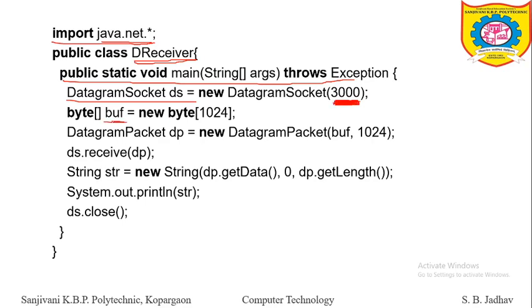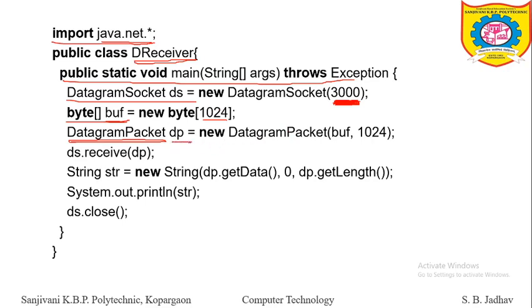Then we have created a buffer as we want to receive the data sent by the sender side, and its size is 1024. So this is a byte array. Then create an object of datagram packet. Now if you look at the previous program, this constructor is now different, as we are going to create this particular datagram packet object for receiving the data.